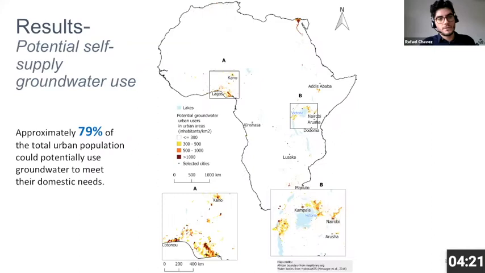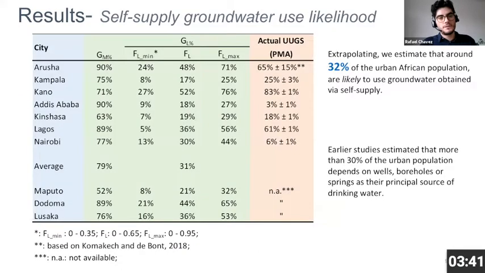Next slide, please. From these processes, the results for the potential self-supply groundwater use for the whole continent were that approximately 79% of the total urban population could potentially use groundwater to meet their domestic needs. Large areas in Nigerian cities and in the areas near the African lakes in East Africa were the most prominent, along with the Nile Delta. Next slide, please.